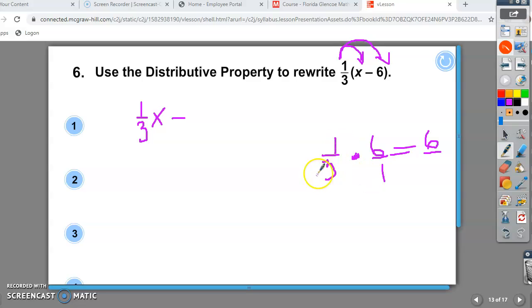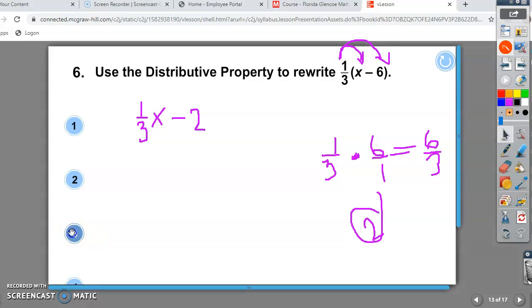Then you're going to multiply your denominators. So I did my numerators first, and I did my denominators. Now I have here what's called an improper fraction. The numerator is greater than the denominator. Therefore, I can actually divide 6 divided by 3, and that's going to give me 2. So my answer here would be 2.